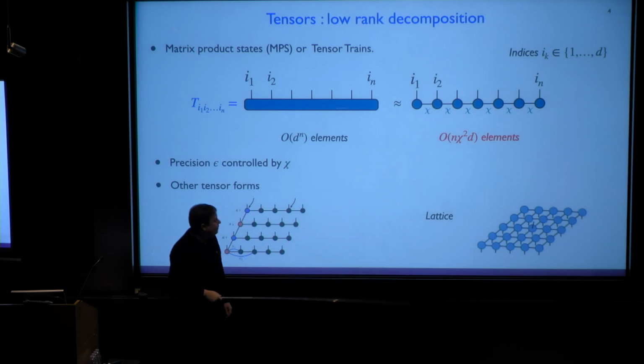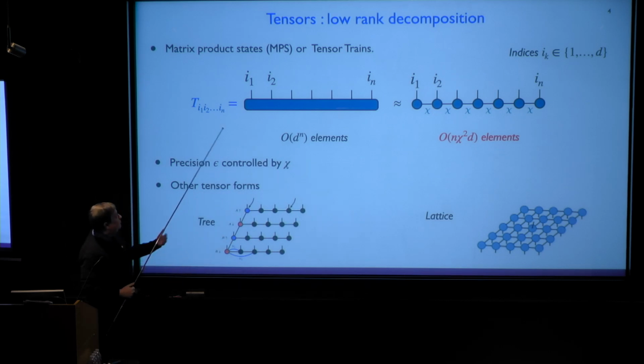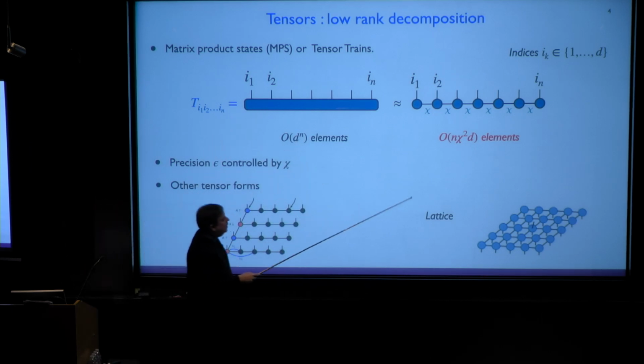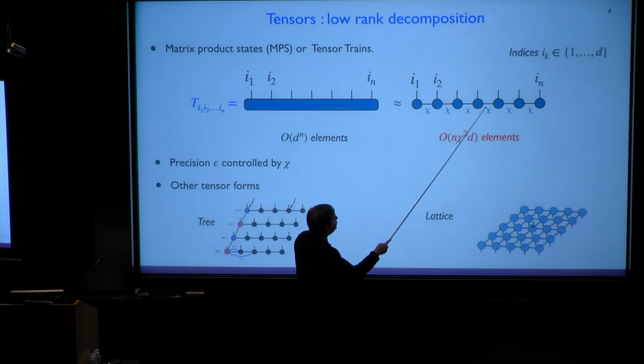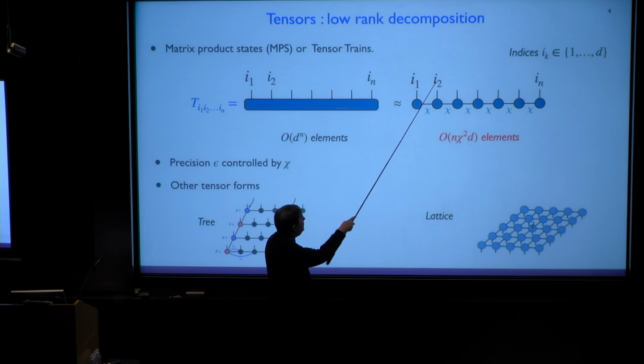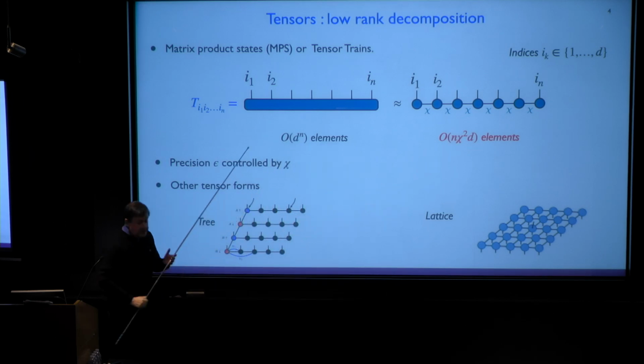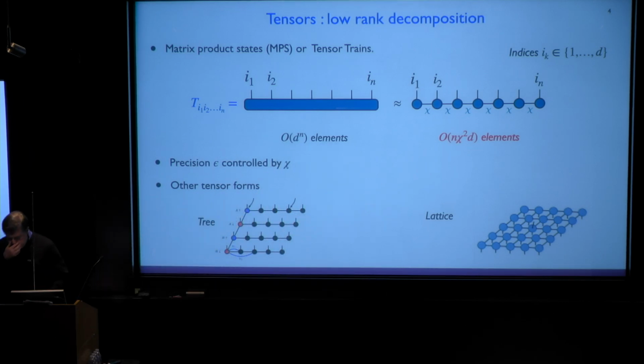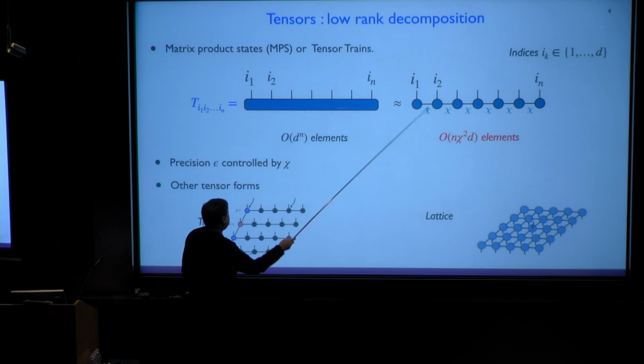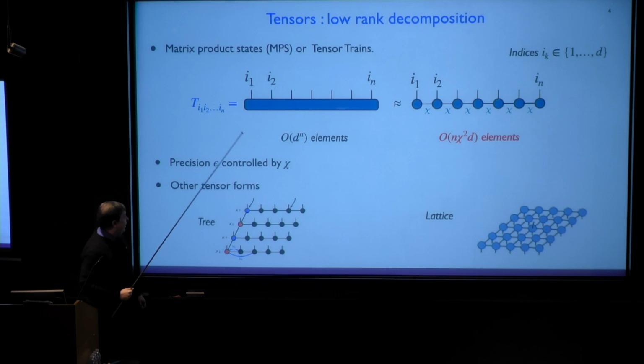So if you count the number of elements you have to define the tensor, the general one will require d to the n elements. Here, however, if we look at this one, for example, we have d elements for the index and chi elements for both bond indices here, which means chi squared d, and we have n of them. So we have this number of elements, which is clearly much smaller than d to the n if n is large and d is large. And again, we want to do these calculations with some precision controlled by chi.